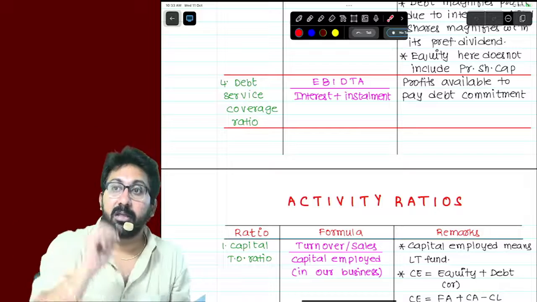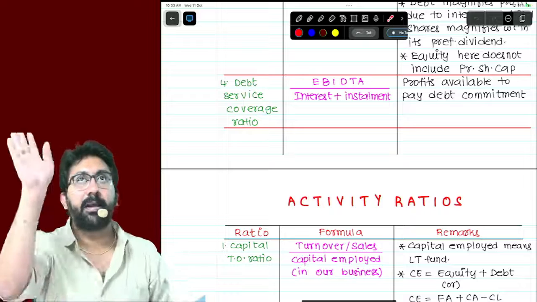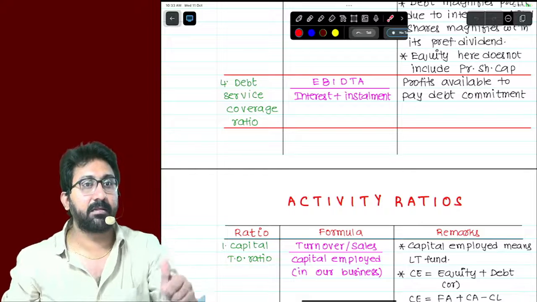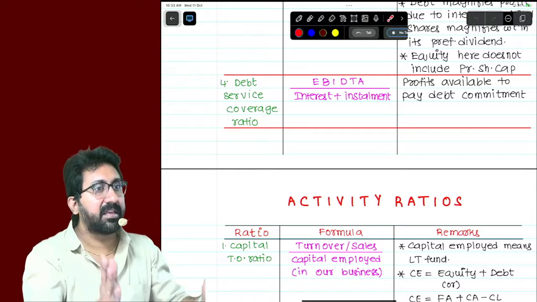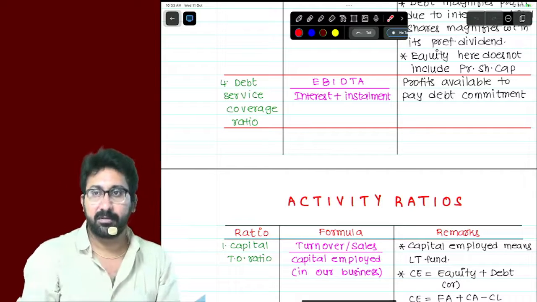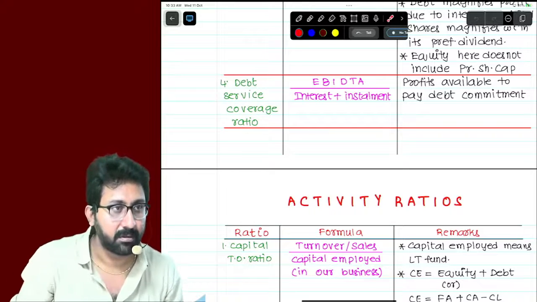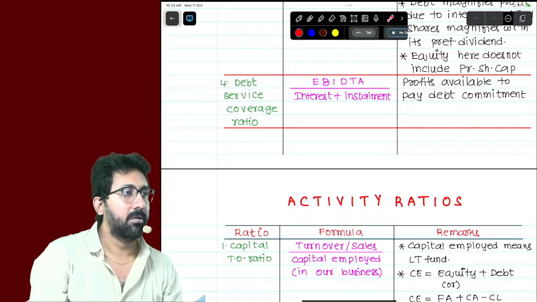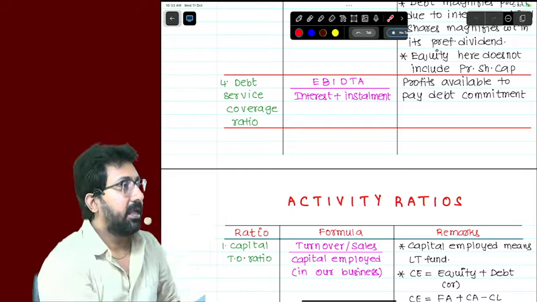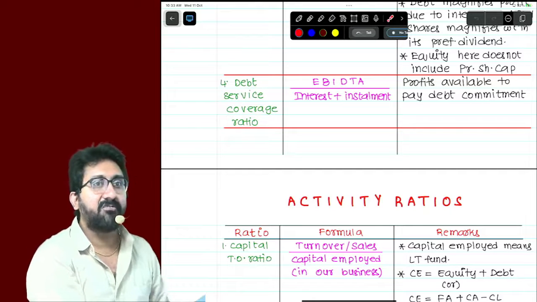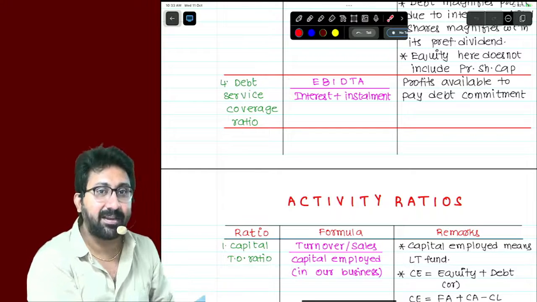Always listen to one point. Ratios, like common sense we have to apply. Don't mug up. Bigger the ratio, better the company does not always apply. For capital gearing, lesser is better. Debt equity ratio 5:1, is bigger better? No. So try to understand. One idea came: it is like comparison of marks and rank. Bigger the marks, better the performance. Lesser the rank, better the performance.